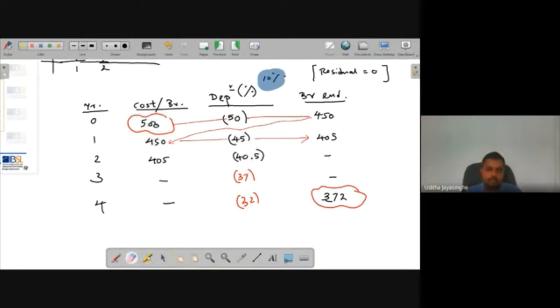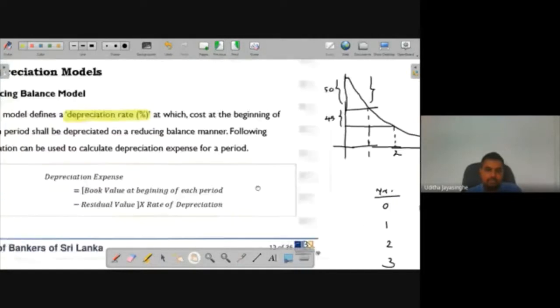The depreciation charge for the second year is 40.5. Or there could be another question: what is the accumulated or total depreciation for the first 3 years? In that case, you have to add all these three together: 50 plus 45 plus 40.5. So that's about it, I think, all the theories that we discuss under the modeling.